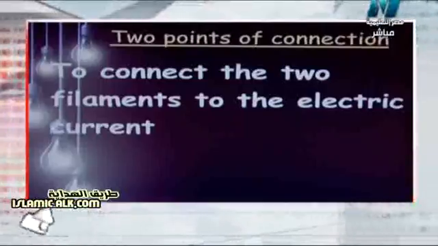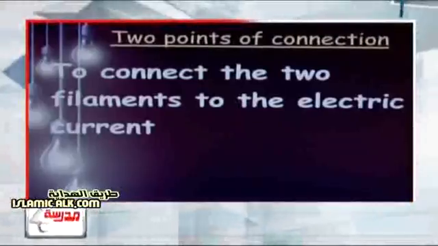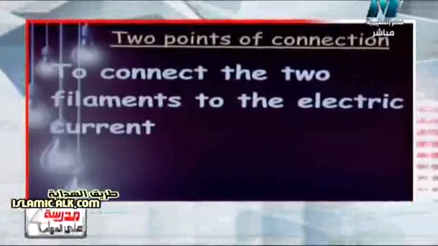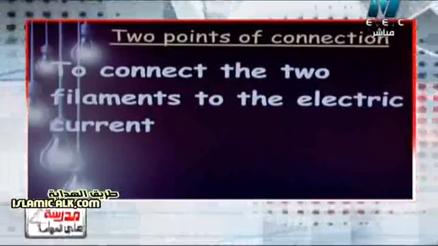Okay, so the 2 points of connection. What is the function of the 2 points of connection? Surely it is to connect the 2 filaments to the electric current. هو ليهم وظيفة مهمة جدا عشان يوصلوا the 2 filaments to the electric current. هم بيوصلوا الفتيلة أو التنجستين filament to the electric current للتيار الكهربي.